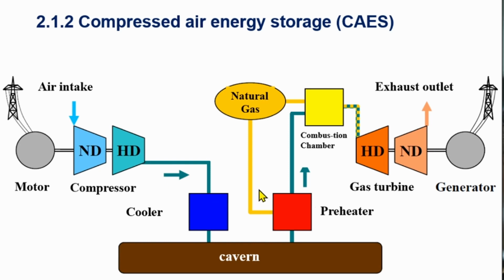What is often used here is a hybrid combination with natural gas. So you're not only releasing the compressed air, you're also burning natural gas or methane, or it could even be hydrogen. That's not tested yet, but there is a possibility. So it could be even clean hydrogen and then go through a gas turbine with two stages, high density and low density, to increase the efficiency. And then you have the exhaust outlet and the generator, which supplies that electricity to the grid.